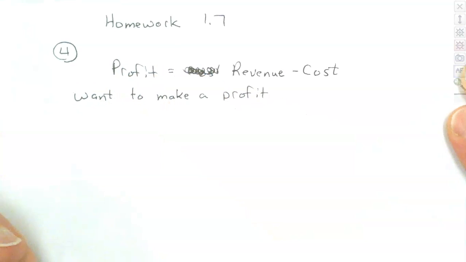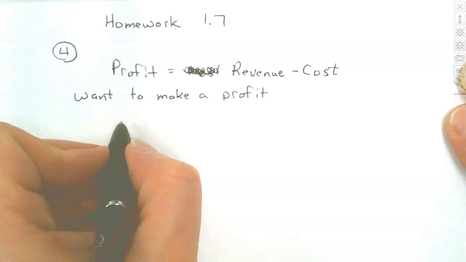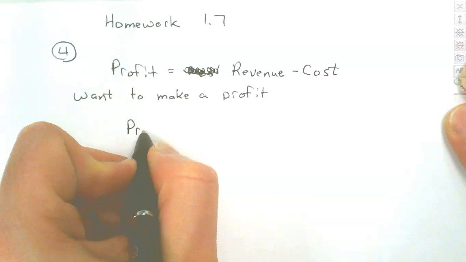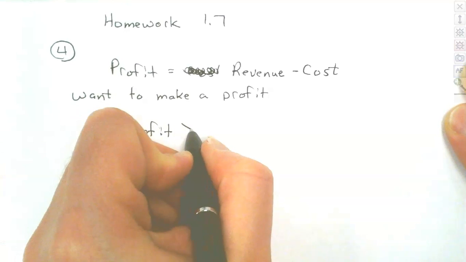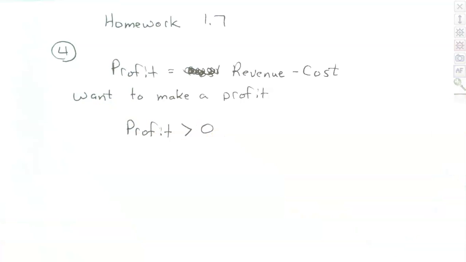If I want to make a profit, what does that mean? That means my profit has to be greater than 0, right? We want to make sure we make money. Profit, again, is defined as the revenue minus the cost.